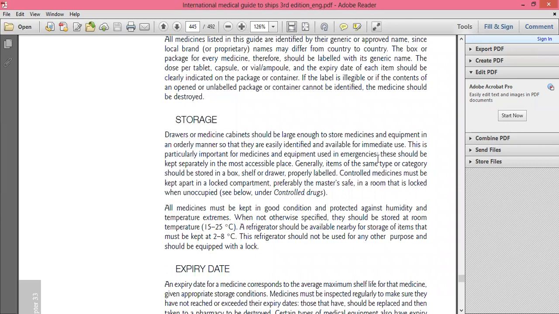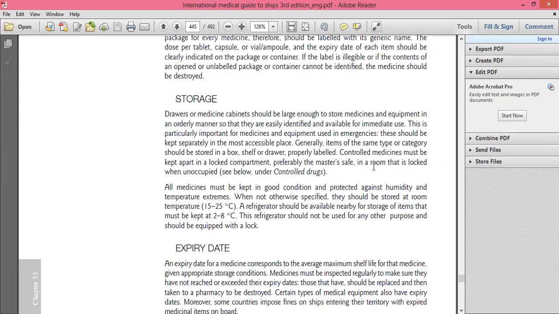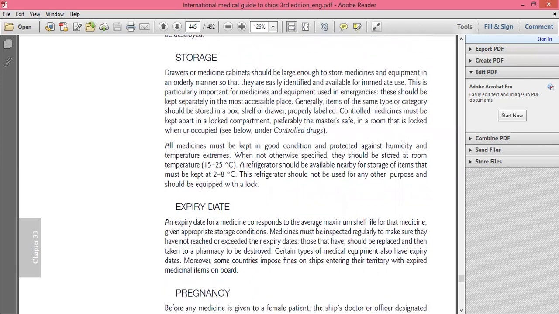Storage. Drawers or medicine cabinets should be large enough to store medicines and equipment in an orderly manner so that they are easily identified and available for immediate use. This is particularly important for medicines and equipment used in emergencies. They should be kept separately in the most accessible place. Generally, items of the same type or category should be stored in a box, shelf, or drawer properly labeled. Controlled medicines must be kept apart in a locked compartment, preferably the master safe, in a room that is locked when unoccupied. And the expiry date should be mentioned on all the medicines.